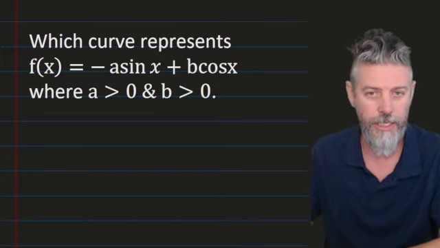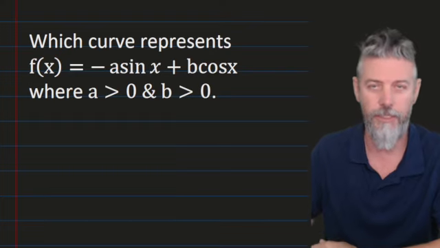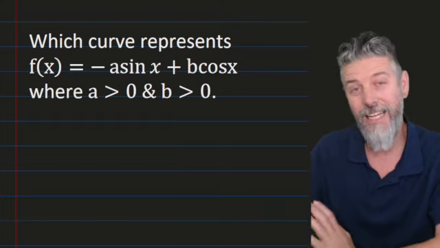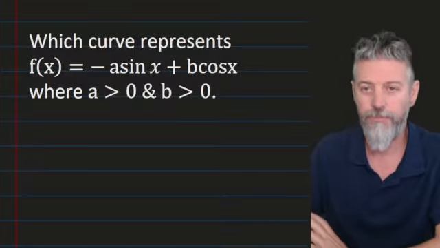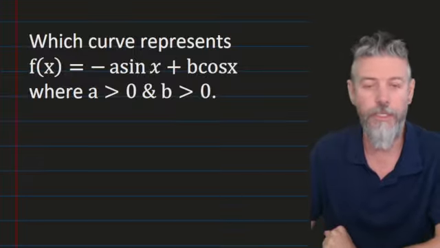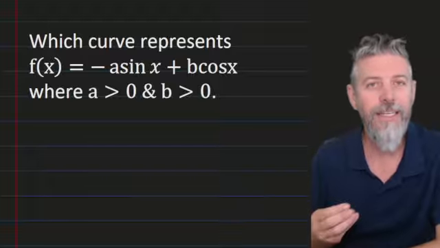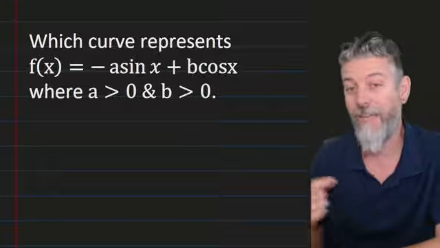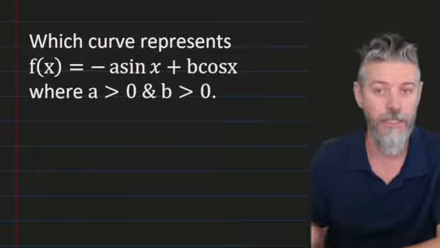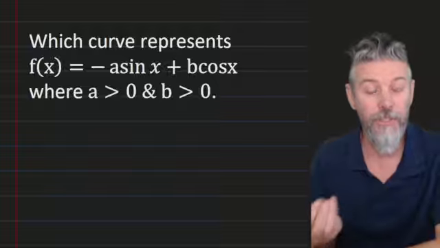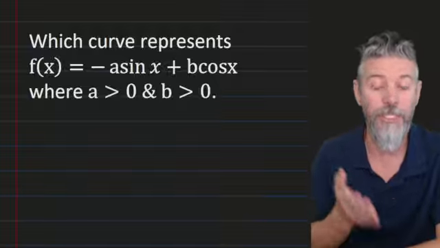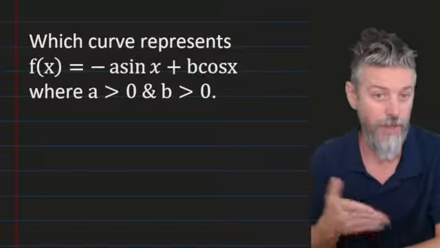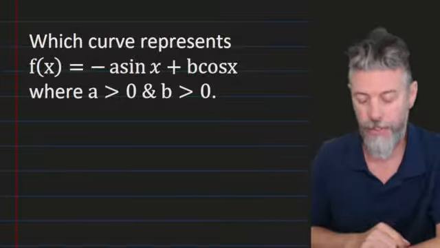Which curve represents f of x equals negative a sine x plus b cos x, where a and b are both greater than 0? So first of all, you've got to recognize that a is greater than 0 and b is greater than 0, but it's written as negative a sine x plus b cos x. So we're looking at a negative sine function because a is positive, but it's negative a in the f of x, and then b cos x.